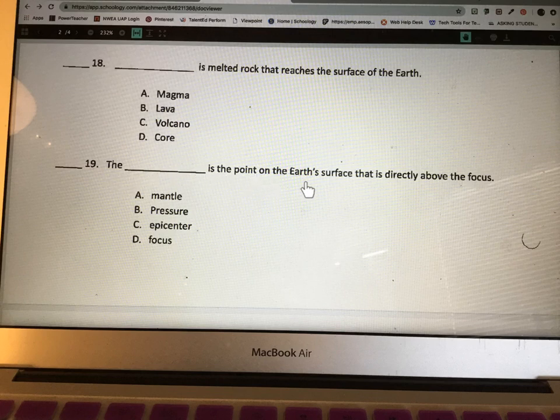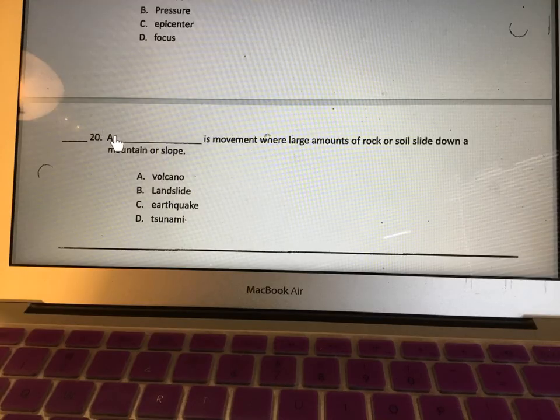The blank is the point on Earth's surface that is directly above the focus. Mantle, pressure, epicenter, focus. A blank is a movement where large amounts of rock or soil slide down a mountain or slope. Volcano, landslide, earthquake, tsunami.